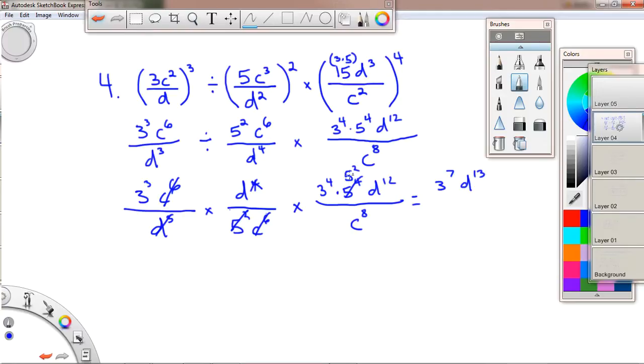I've got a 5 squared here. That should actually go here. Let's put that 5 squared just to be consistent. And then in the denominator, the only thing that's left is c to the 8th.